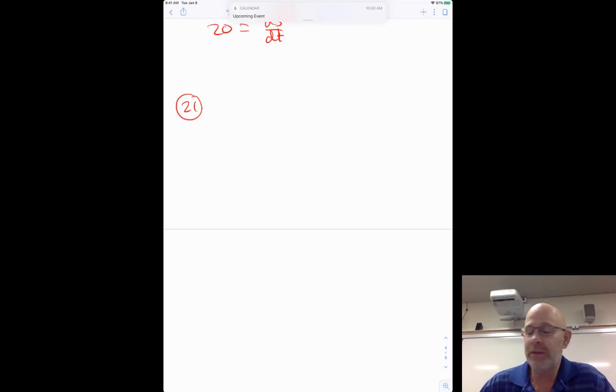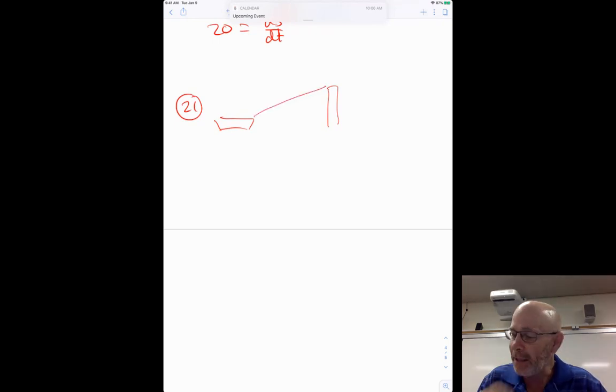Okay, last two problems, 21 and 31. 21, hauling in a dinghy. We got this little picture here. I'll try to draw it real quick. We got a boat. We got this little stand over here. We got that. And then we got this little distance here.